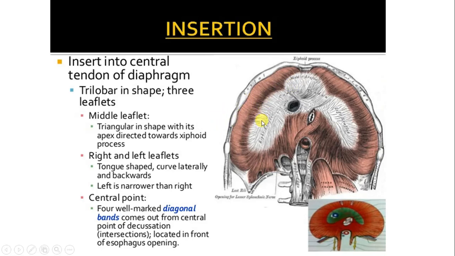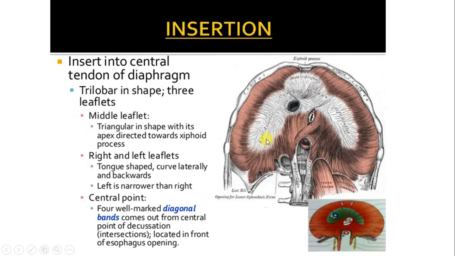The insertion will be trilobular in shape, three leaflets, the middle leaflet triangular in shape with its apex directed down toward the xiphoid process. Here you can see the right and left leaflets, tongue shaped, curved laterally and backward. The left is narrower than the right.